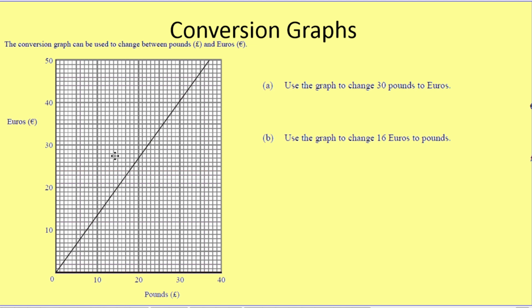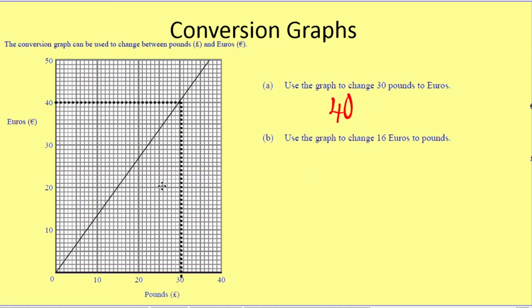Okay, conversion graphs. So use the graph to change £30 to euros. So we look along the bottom at pounds. You draw up to your line and across. Okay, so £30 is, according to our graph, going to be 40 euros.